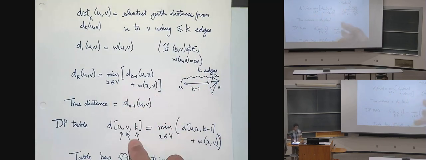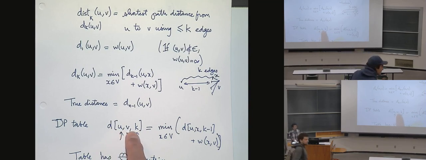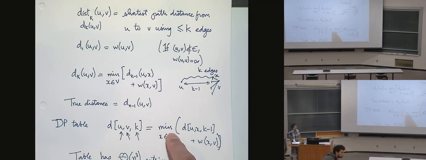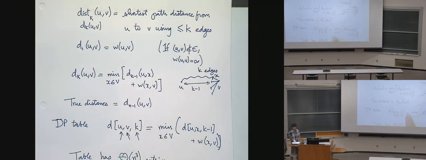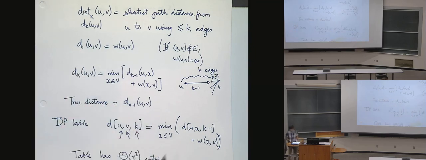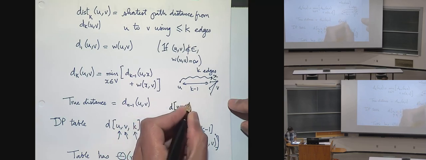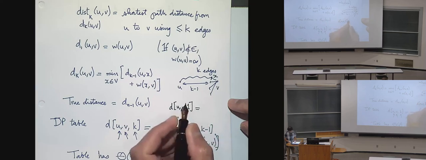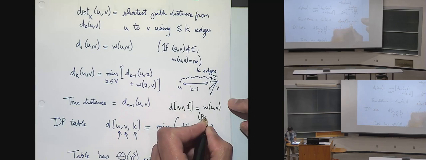If you look at this, there are obviously three parameters. There's u, v, and there's k. And so I could set up this table d_k(u,v), which is the min over all x, just following this recurrence over here, of d_(k-1)(u,x) plus the weight. And of course, I should probably also write this down, that d_1(u,v) is equal to just the weight of uv, and that's your base case here.